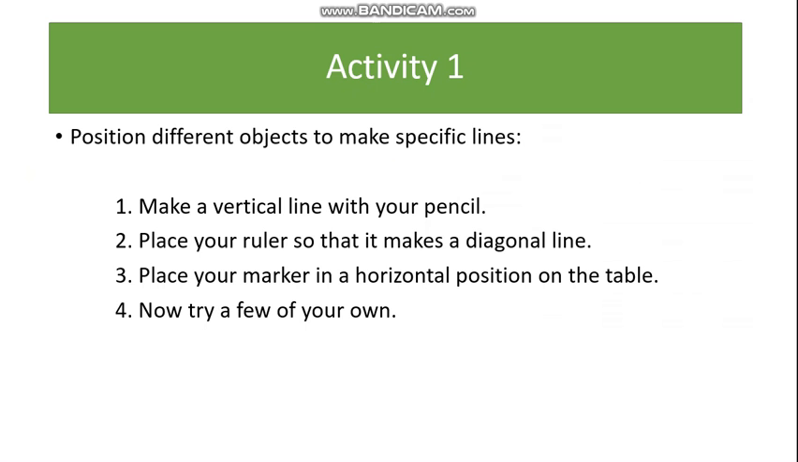Now there are 3 types of lines, and we can do an activity based on them. So you're going to take a few objects and try and make some specific lines. First, I want you to make a vertical line with your pencil. Just take it, put it on your desk, make a vertical line with it. The second one is place your ruler so that it makes a diagonal line. And the last one is I want you to take a marker or maybe another pencil and place it in a horizontal position on the table.